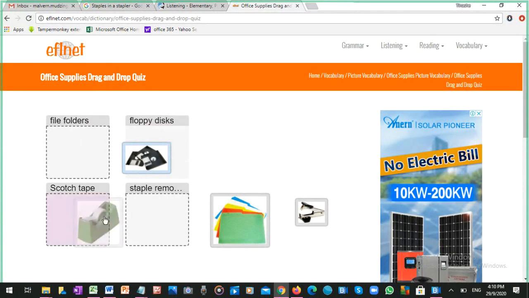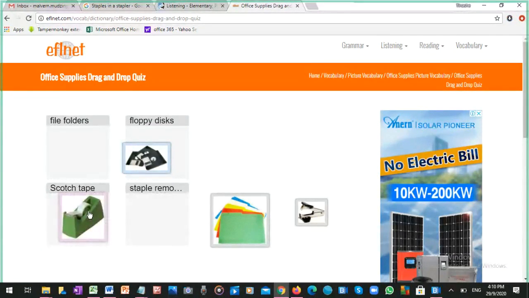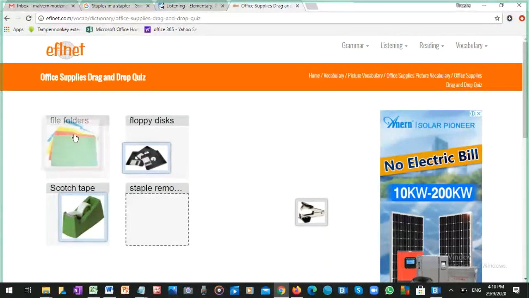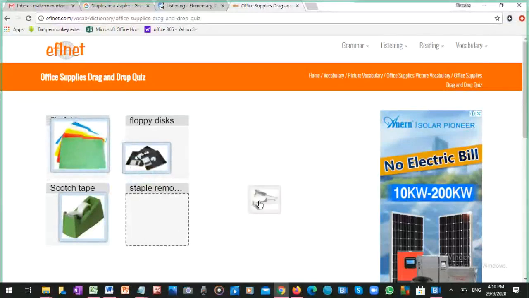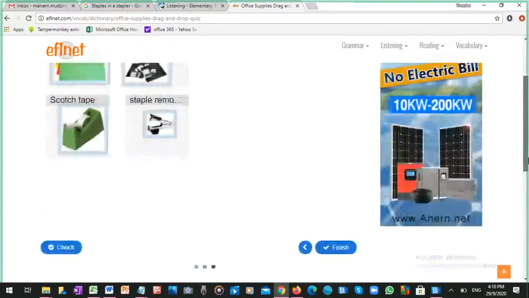And the second one is scotch tape. Scotch tape. All done. And the next one. And these ones are file folders. File folders. File folder. All done. Then staple removers. Staple remover. All done.